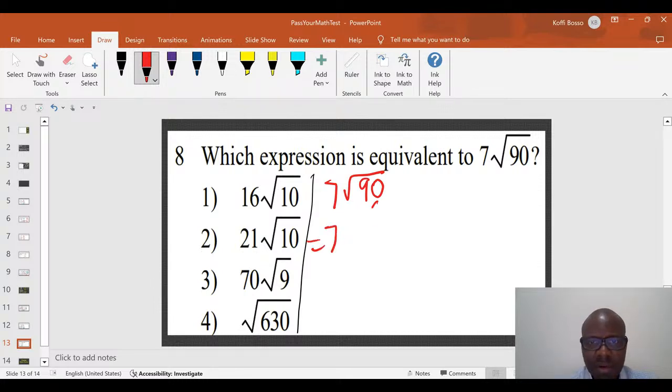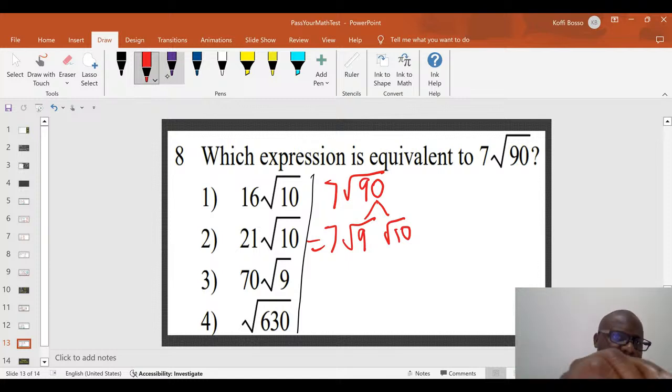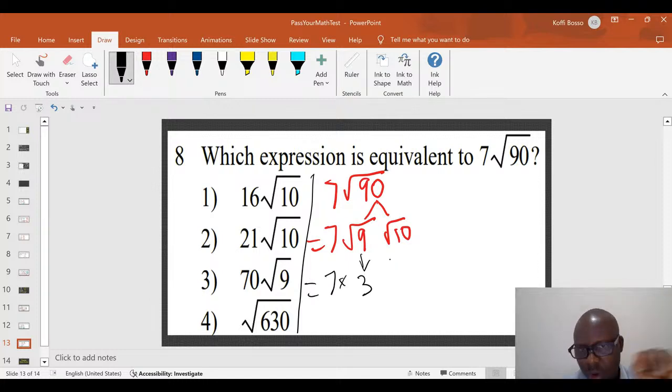I can break this down as 9 and 10. Understand that 9 multiplied by 10 is 90, and 9 is a perfect square. So it's easier for me to use this method instead of dividing by 2, but we can also do that. So this gives me 7 multiplied by a regular 3 without a square root. After you find that, the number inside is a perfect square, so when you take the square root you get a regular number, which is the number that multiplied by itself gives you that perfect square.